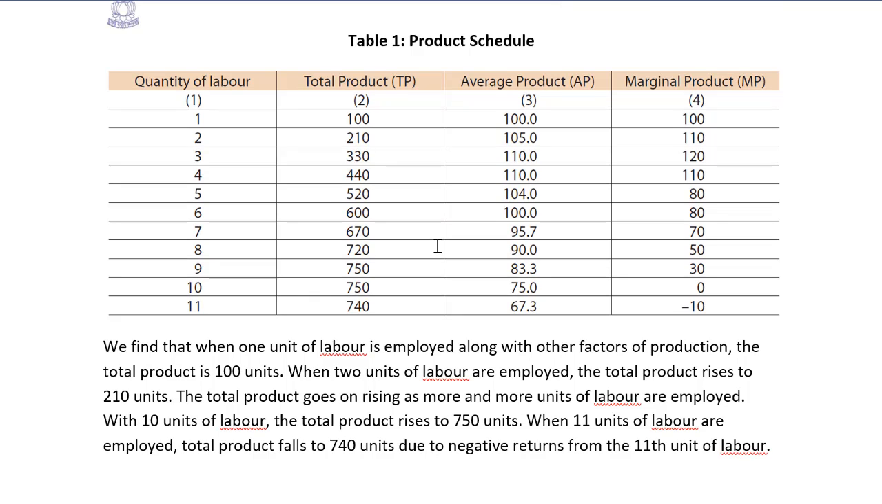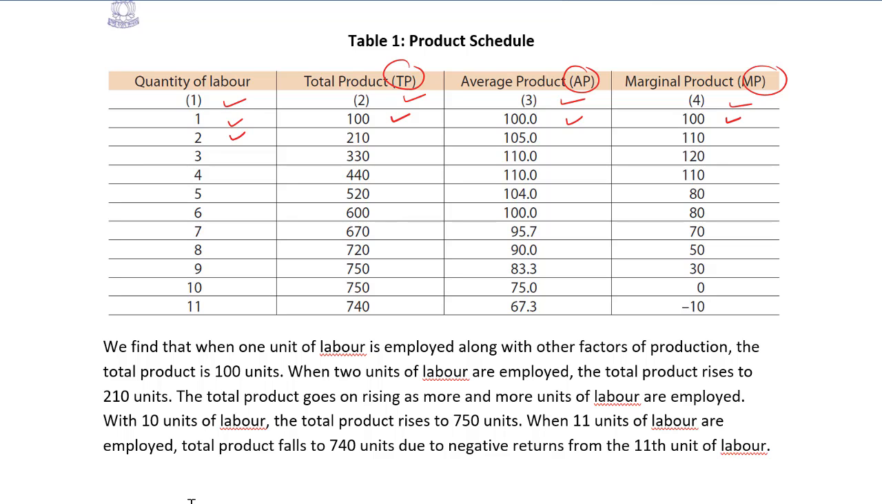Just see over here, the quantity of labor is plotted. So this is column 1, column 2, 3 and 4: quantity of labor, total product, average product and marginal product. Quantity of labor 1, 2, 3, up to 11. When one quantity of labor is employed, the total product was 100 and marginal product was also 100, so average is also 100, 100 by 1.